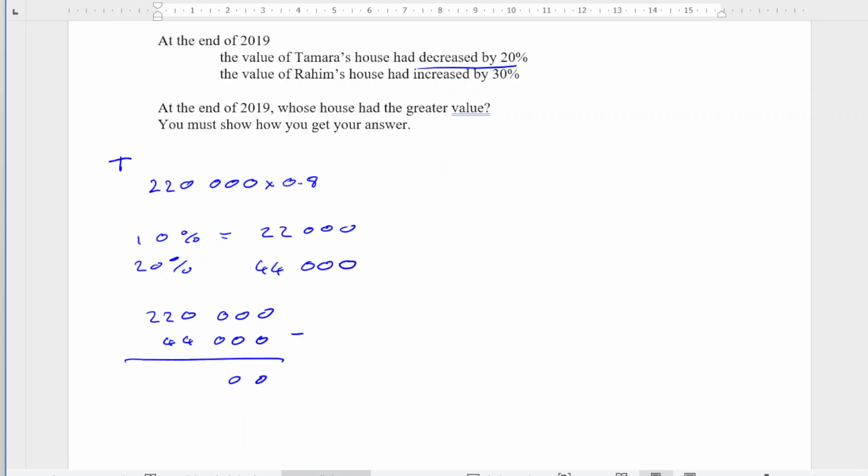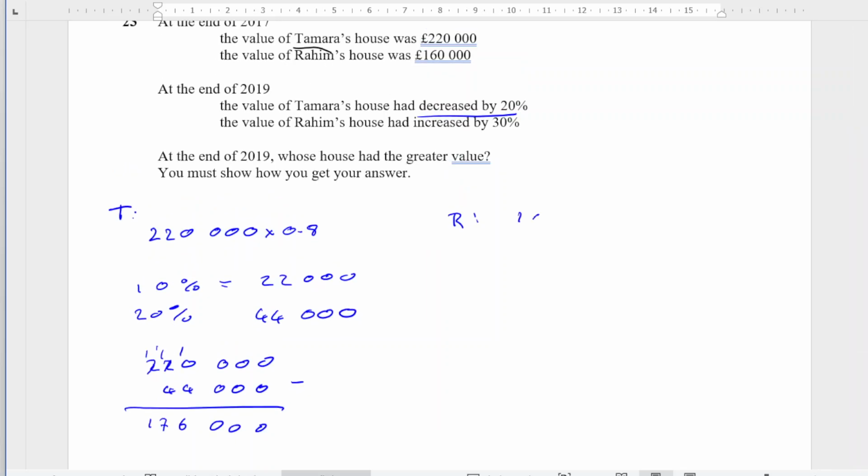So that's going to be 176,000, that's the price of T's house. So then I'm going to look at R's. So R's house started out at 160,000, but his price increased by 30%. So if it was a calculator, I'd be times by 1.3.